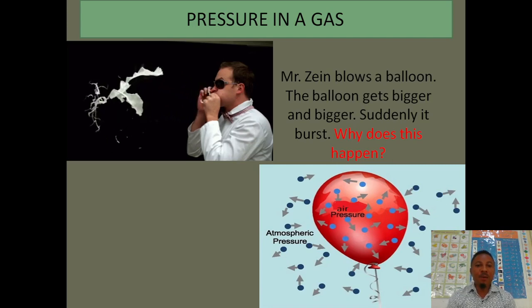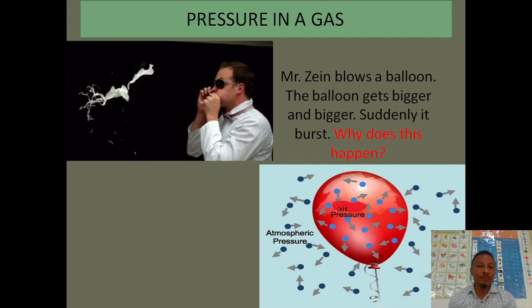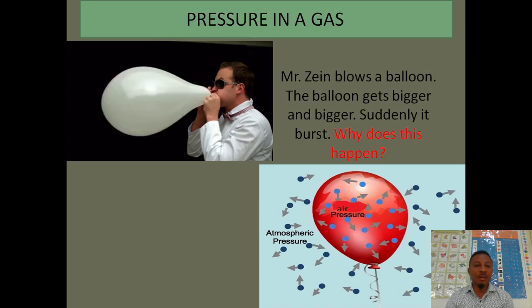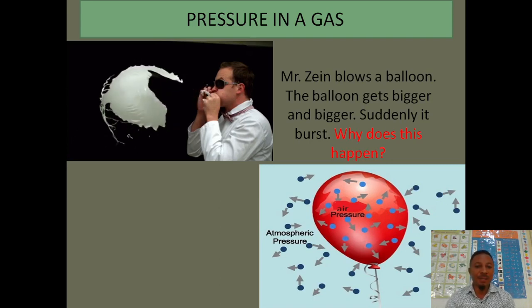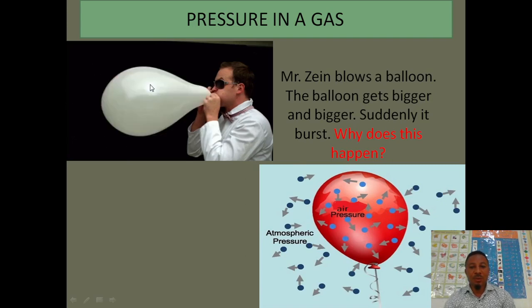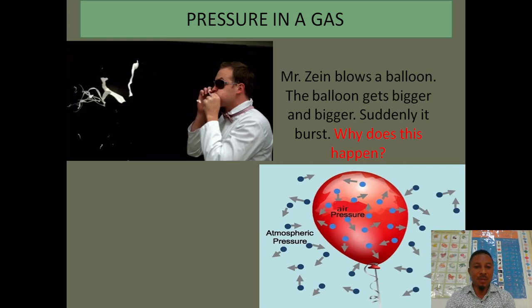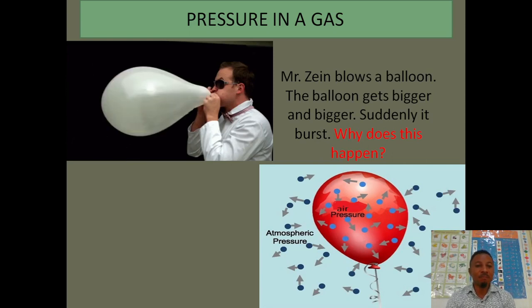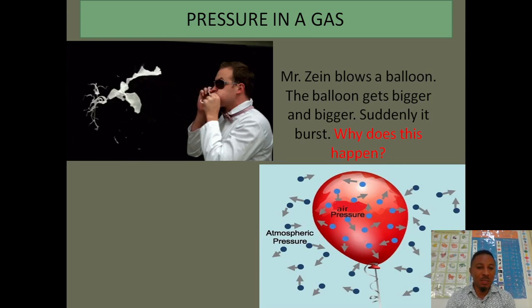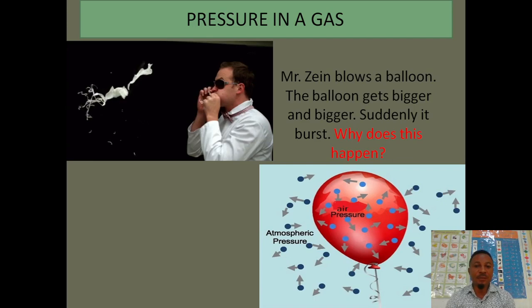Now look at your screen there. You see Mr. Zen. He blows a balloon. The balloon gets bigger and bigger and then suddenly bursts. Can you see him? Why does this happen? Can you explain why it happened? He keeps blowing this balloon until it bursts. How many of you can explain why it happened?